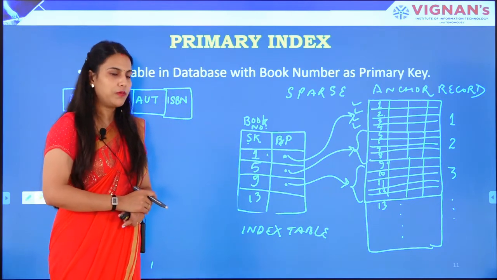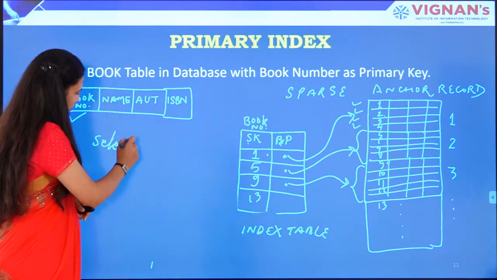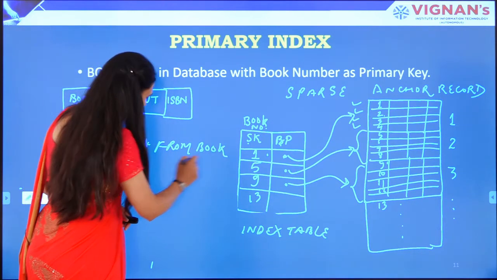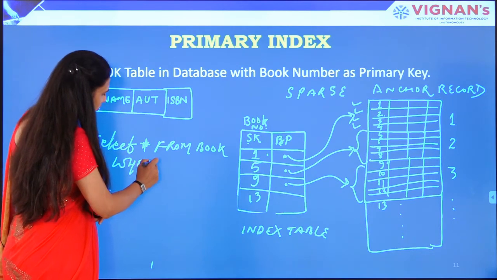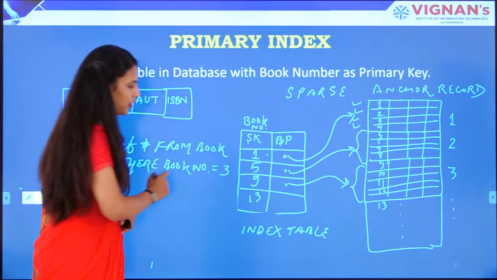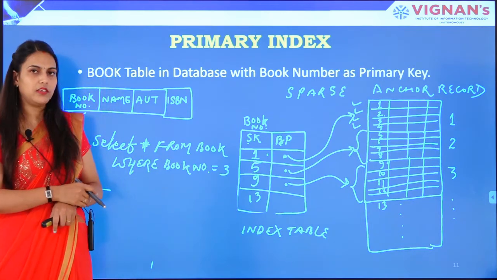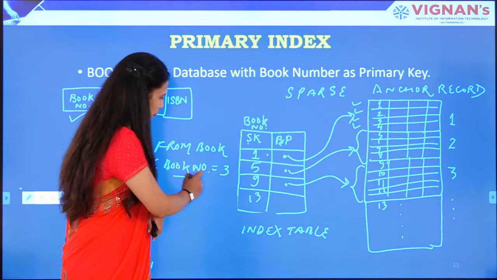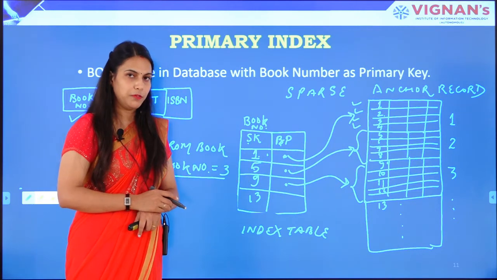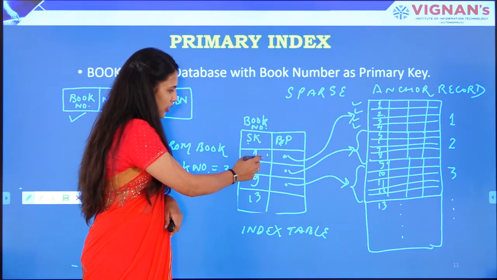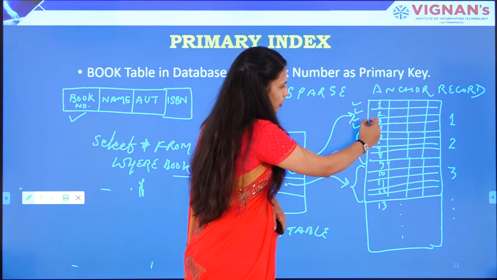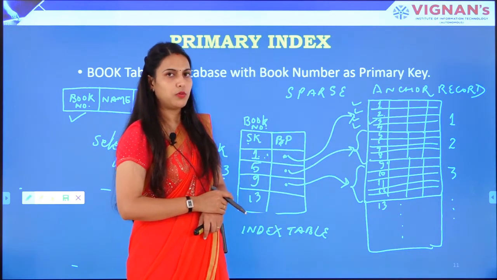Now suppose I am looking for a record. Select star from book where book number is equal to 3. Now when I execute this query, the processor will see that book number is equal to 3. Now that means 3 is greater than 1, but it is less than 5. That means the record with book number 3 will be stored in this block. So this pointer will be pointing to that particular block, and in that block we will find the required tuple with the book number 3.